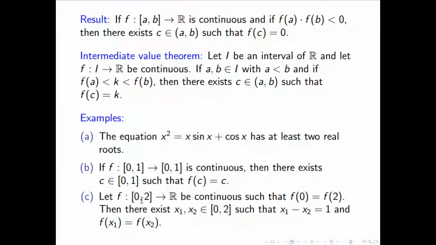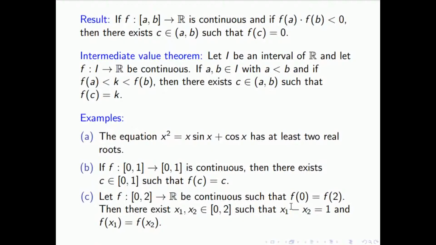So here it is given the function is a continuous function on the closed interval 0 to 2. And it is also given that at the end points 0 and 2, the functional value is the same. And we have to show that there exist two elements x1 and x2 in this interval such that x1 minus x2, that difference is 1, and the value of f at x1 and x2 is the same.